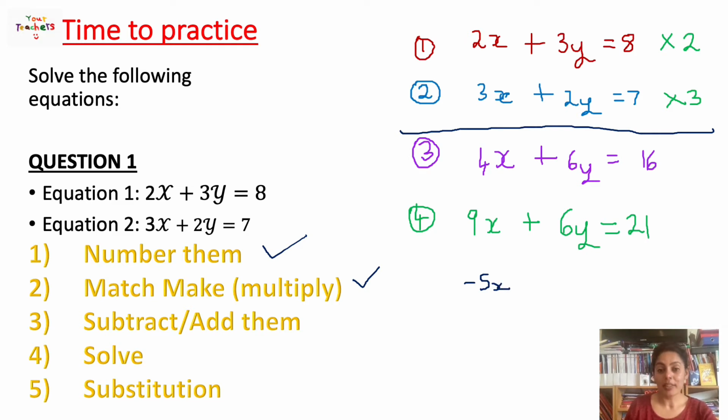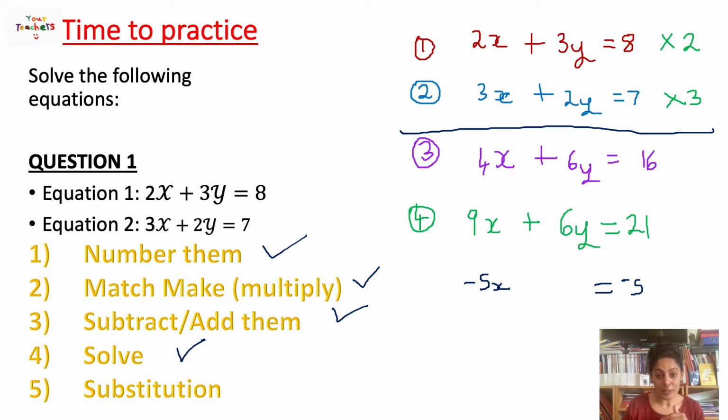6y minus 6y gives me nothing. 16 minus 21 is also going to give me a minus number, so that's going to be minus 5. Right, so now I can solve. I've just subtracted equation 3 from 4 because I wanted to get that x on its own, because now I'm ready to solve it. All right, and I'm going to do that right now.